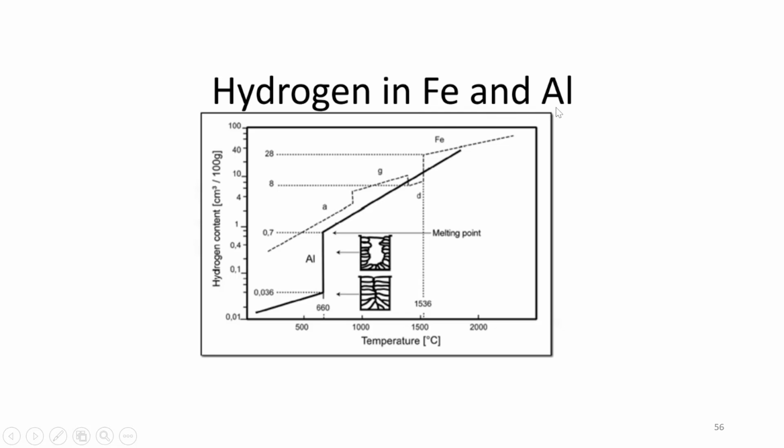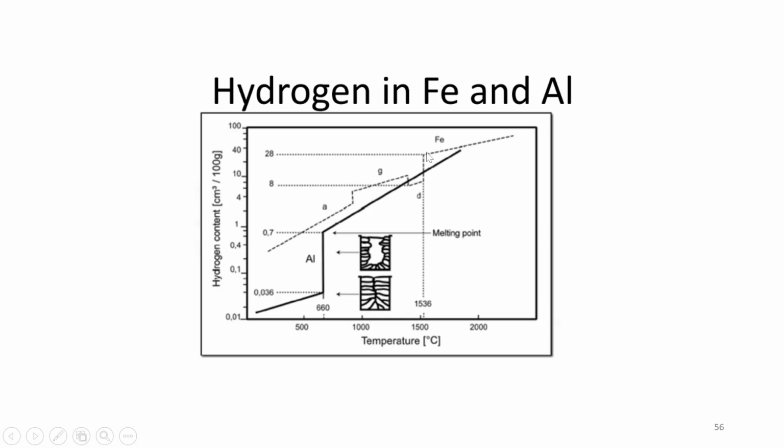Hydrogen in iron and aluminum. Hydrogen can also get trapped in these, and with increasing temperature the hydrogen content is increasing. It is almost the same when solidification of aluminum and iron is occurring. Initially iron is alpha, then this particular reaction takes place, and the transformation of alpha to gamma will be there.